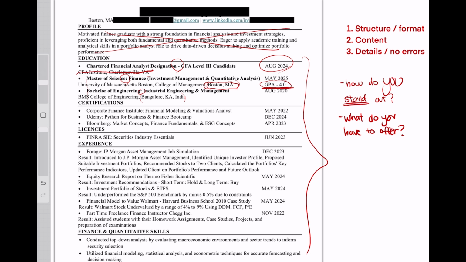And then you can have a comma, investment management and quantitative analysis. But to be honest, I actually wouldn't put this in here because I think finance really encapsulates all of that already. So you're just wasting space, making it really busy, and the hiring manager would not even be able to see the GPA 4.0 because of too much wording here.